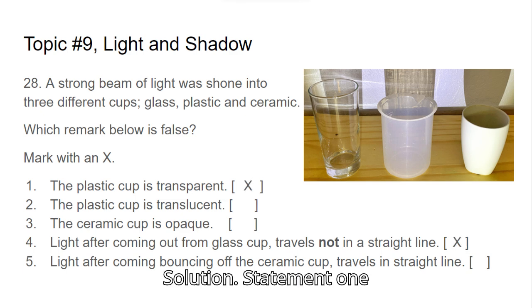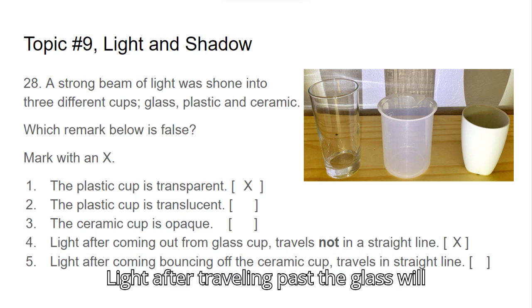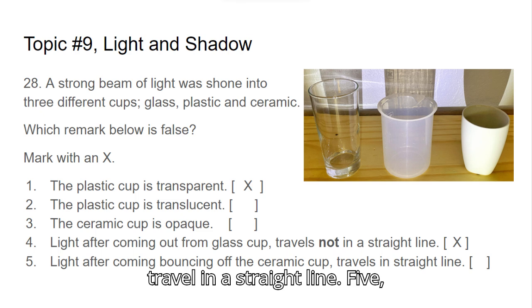Solution. Statement 1 is false, as the plastic cup is translucent, not transparent. 2 is true. 3 is true. 4 is false. Light after traveling past the glass will travel in a straight line. 5. The last statement is true.